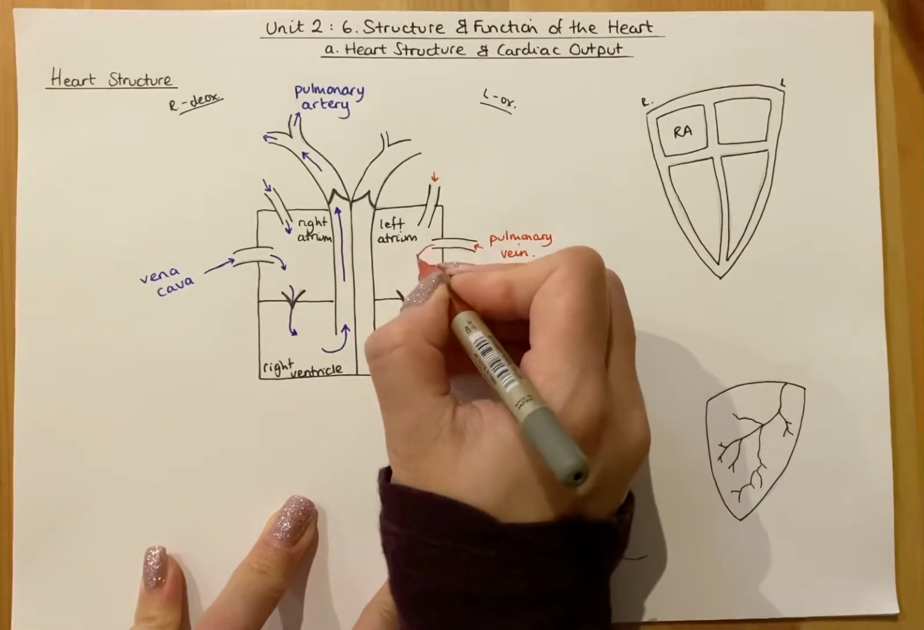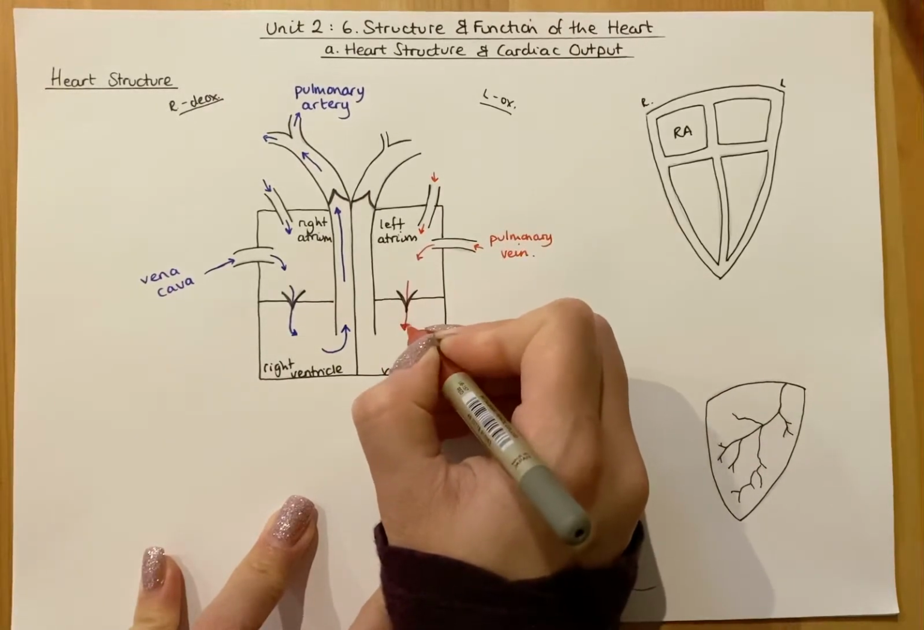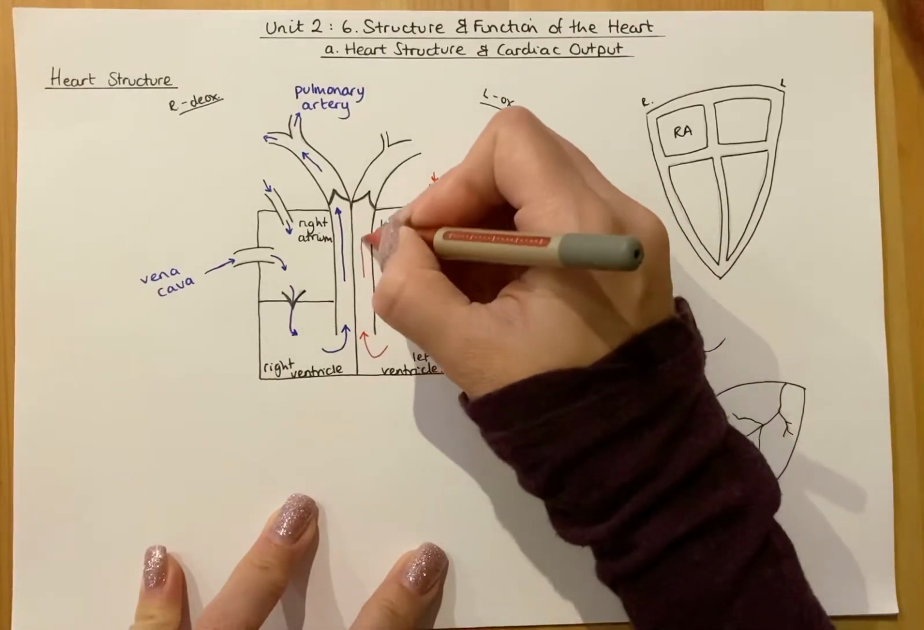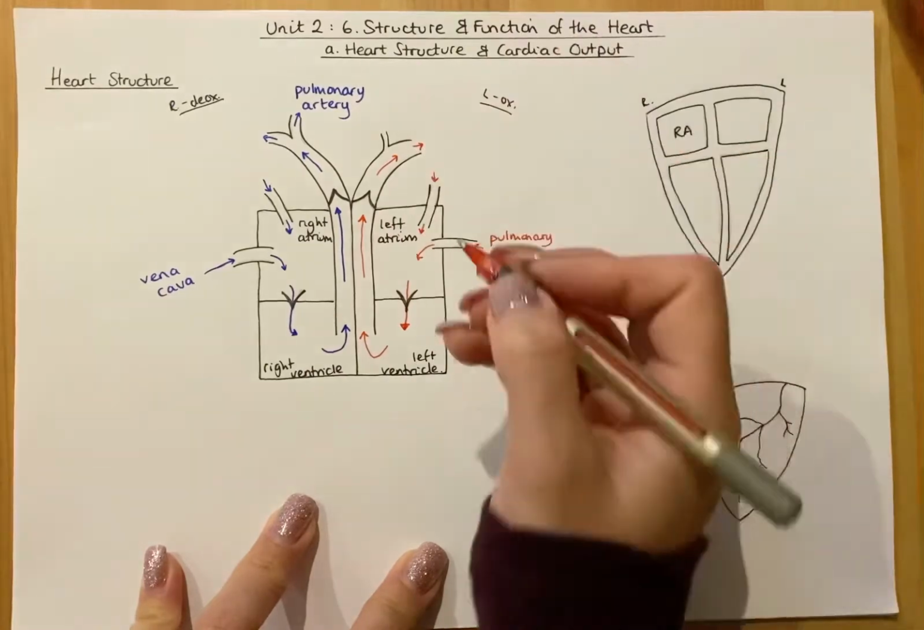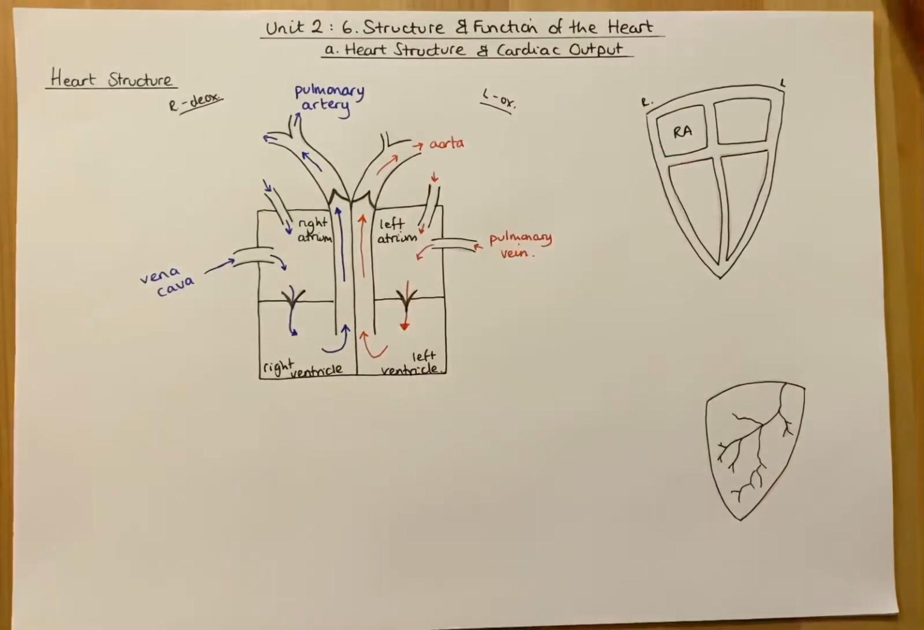That blood comes in from both those blood vessels into the left atrium, is pushed through that valve there, and then squeezed up and out through this blood vessel called the aorta, which is the main artery leaving your heart, big one that supplies your body.